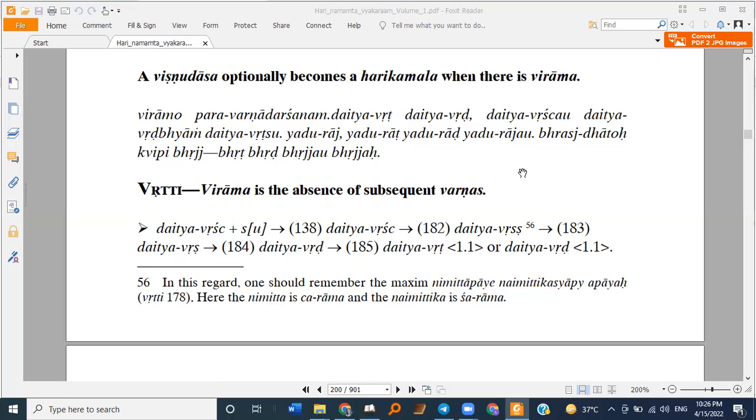So in that sense, here we can say nimitte apaye, naimittikasya apaya. Nimitte apaye, right, we can say that. Nice catch. We can say nimitte apaye, and then ityadi. Okay, thank you. Nice catch actually, nimitte apaye and nimitta apaye, just like Krishna swadhamopagate.